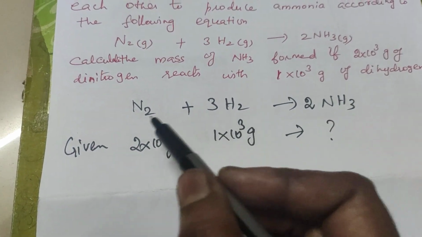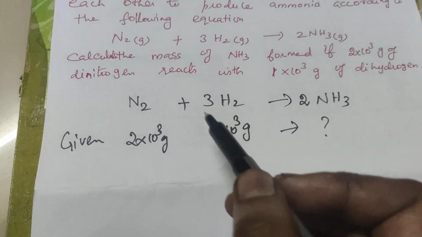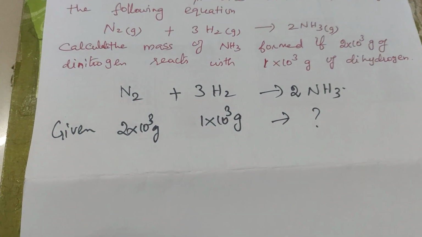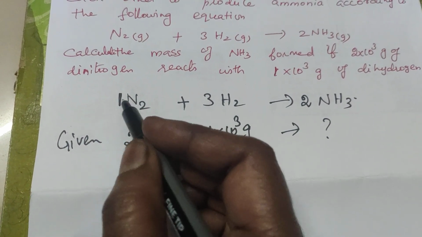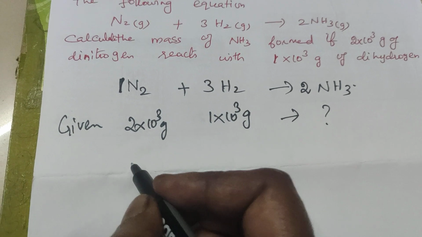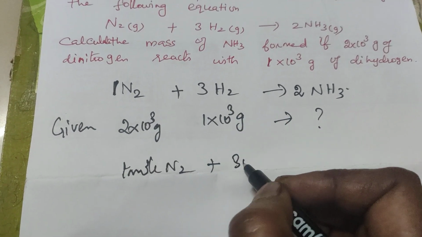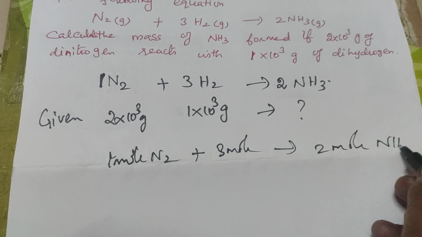Reactants will react with each other according to the stoichiometric ratio. What is that? This is a balanced equation, right? According to this equation, 1 mole of nitrogen is reacting with 3 moles of hydrogen to form 2 moles of ammonia, right?